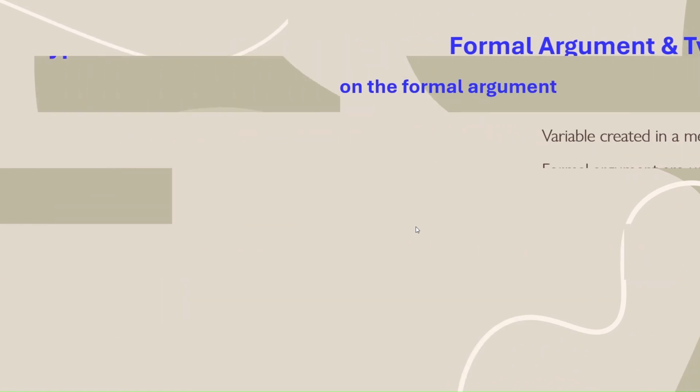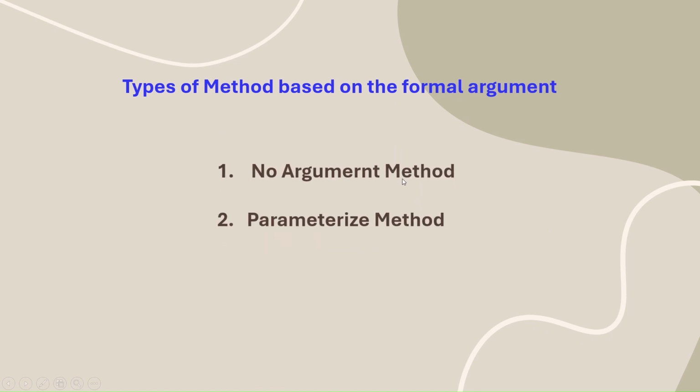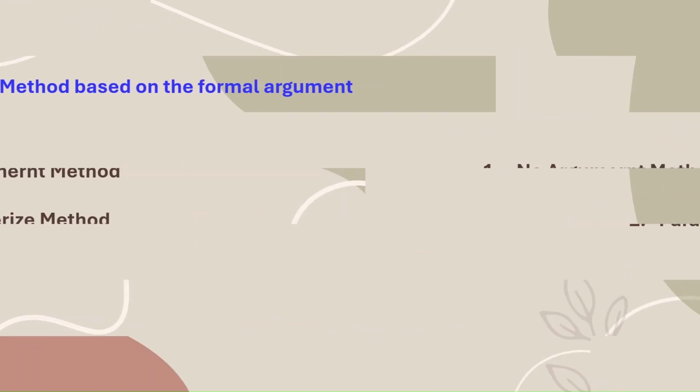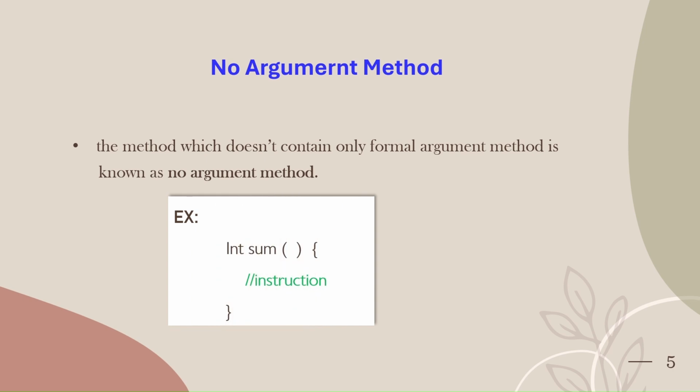So let's discuss the types of method based on the formal argument. We have a no argument method and a parameterized method. Let's discuss one by one. The first one is no argument method. The method which doesn't contain any formal argument is known as a no argument method.